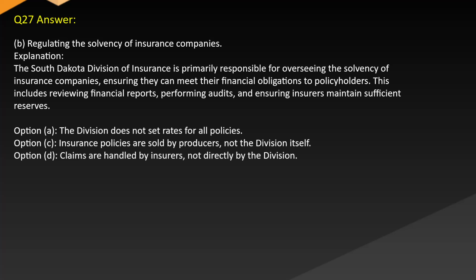Option A. The division does not set rates for all policies. Option C. Insurance policies are sold by producers, not the division itself. Option D. Claims are handled by insurers, not directly by the division.